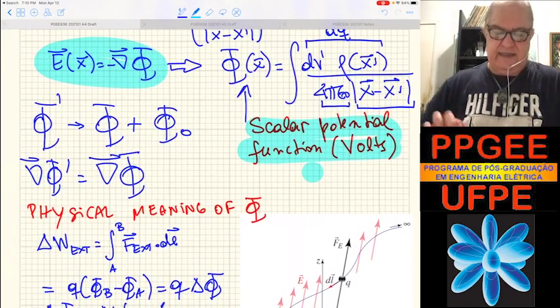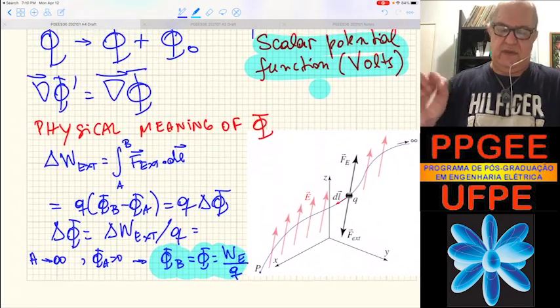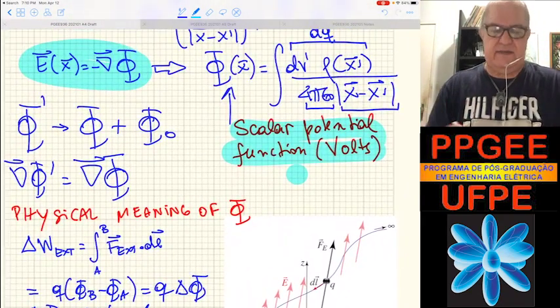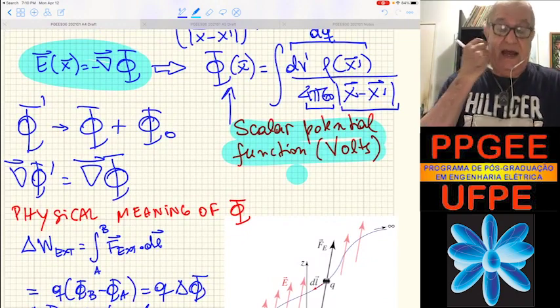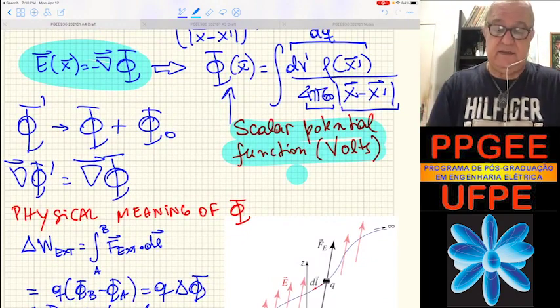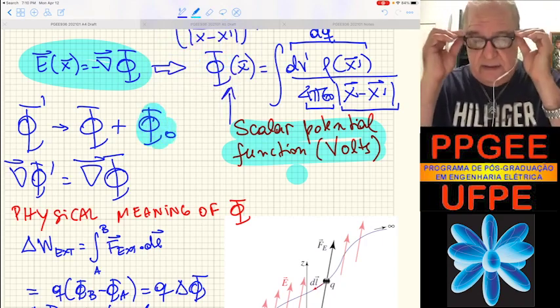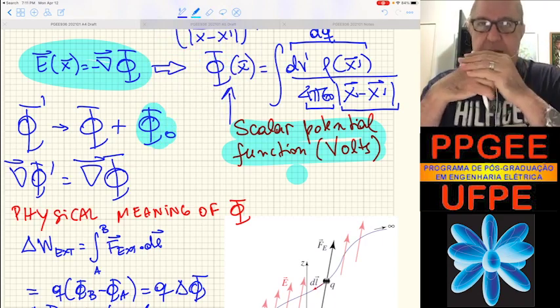So we stop at that. Then, and also we mentioned, let's not forget, that the potential can be arbitrary up to a constant value, okay? So I can add or subtract a constant to the potential without affecting the E field.